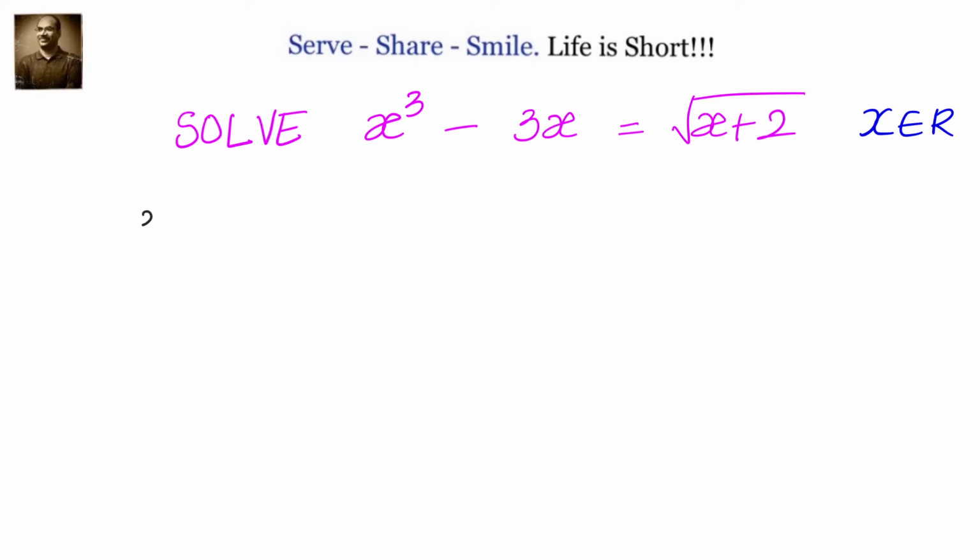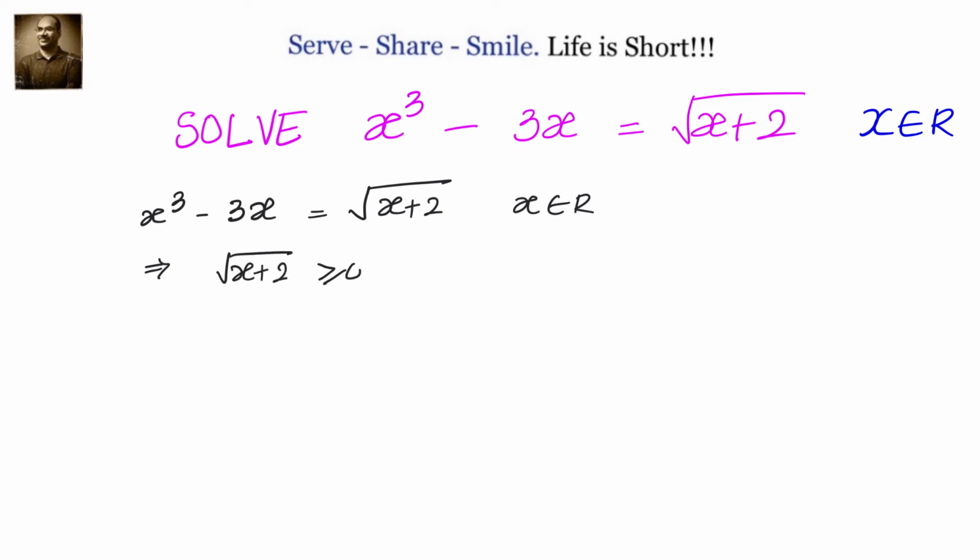Solve x cubed minus 3x equals square root of x plus 2, where x belongs to real numbers. Then we know that the square root of x plus 2 should give us a positive value or 0. So x plus 2 is greater than or equal to 0, or x is greater than or equal to minus 2. So now we have to find the values of x which are greater than or equal to minus 2.